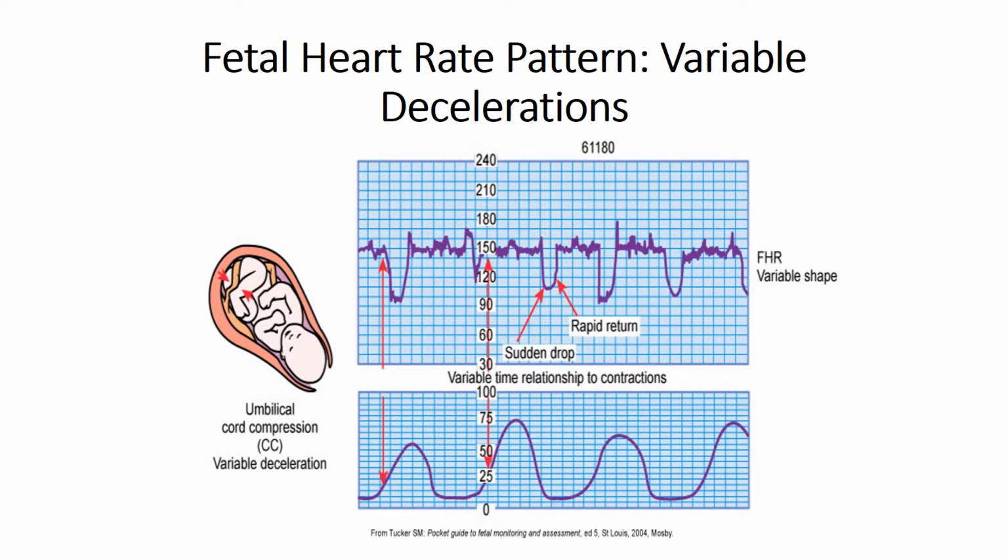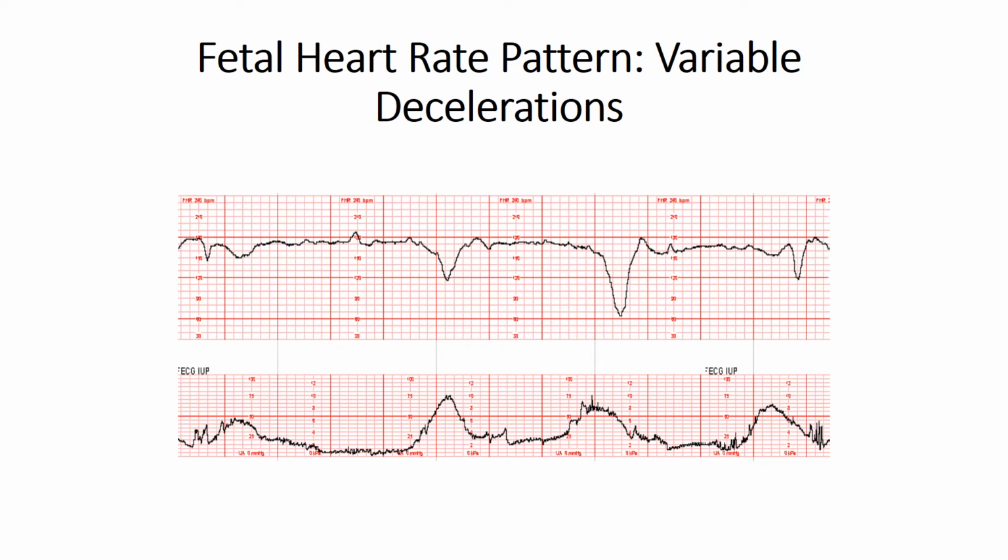Occasional variables aren't much of a concern, but recurring or deep variables, deep meaning how low the actual nadir is, how low the heart rate drops, indicate a disruption in the oxygen supply to the fetus. Variables can occur in about 50% of labors, and they're usually correctable, but it's directly related to umbilical cord compression. Sometimes that's a cord around the neck, sometimes it's a short cord, or sometimes it's just the position the mom's in and she needs to change her position. Here's another example of variable decelerations.